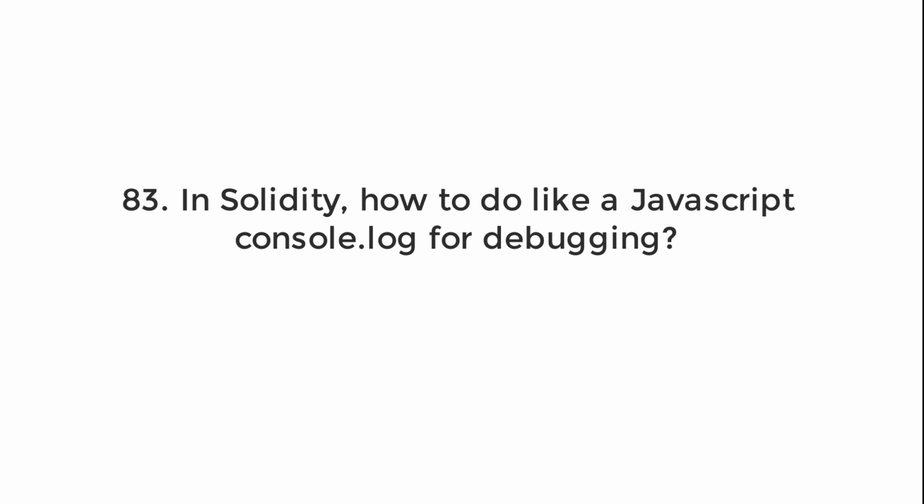In Solidity, how to do something like a JavaScript console log for debugging? Unfortunately, there is no equivalent of this in Solidity, but you can emit an event and inspect the transaction log. Using this trick, you can log some value even though events are not really designed for debugging like this.